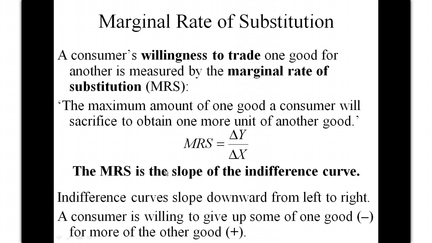So indifference curves slope downward from left to right. The implication is a consumer is willing to give up some of one good, so that's a drop, for more of another good.